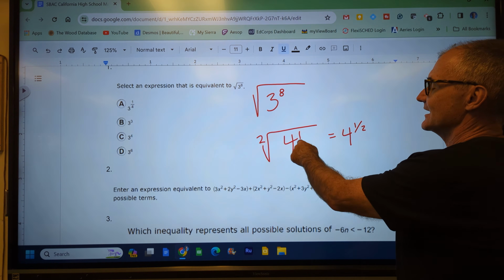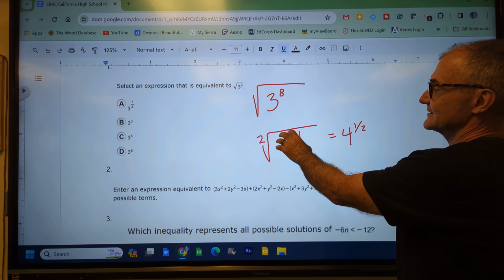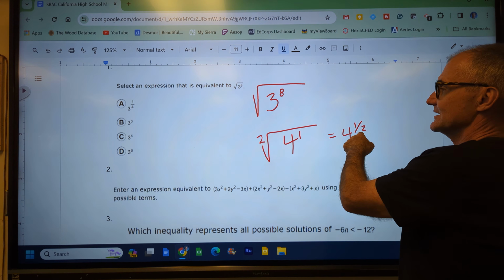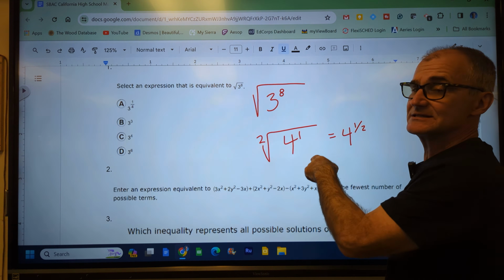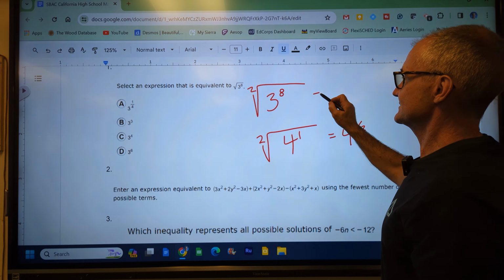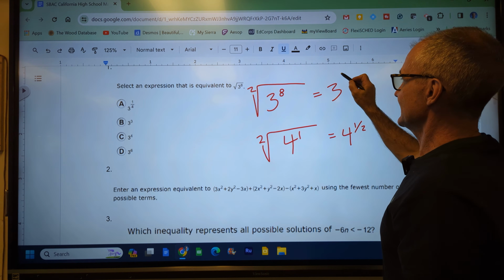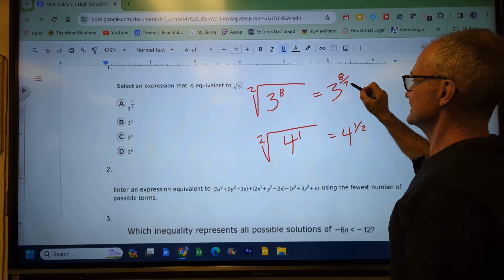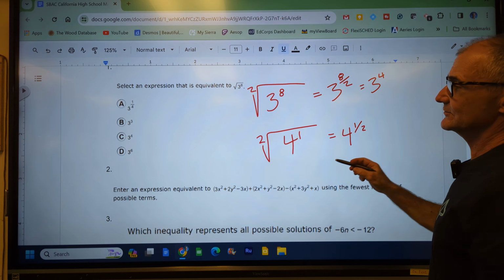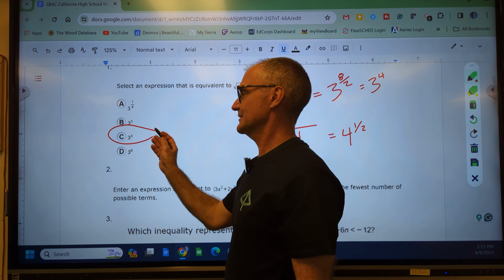So the value inside the radical is the numerator. The number out here is the denominator. If there's no number written, it is a square root, implying that it's a 2. So this is equal to 3 to the 8 over 2. 8 divided by 2 is 4. So correct answer, 3 to the 4th, answer C.